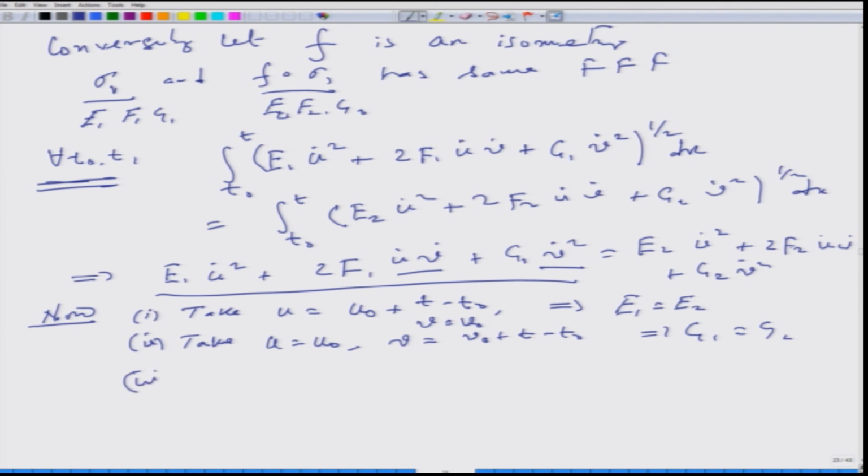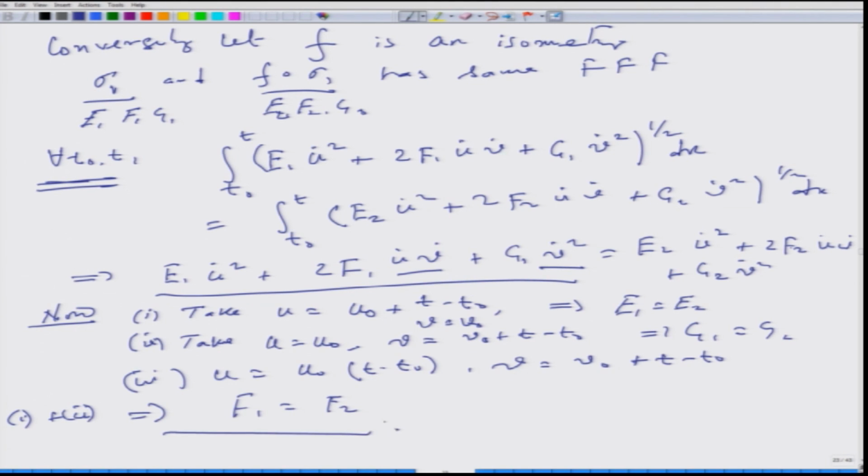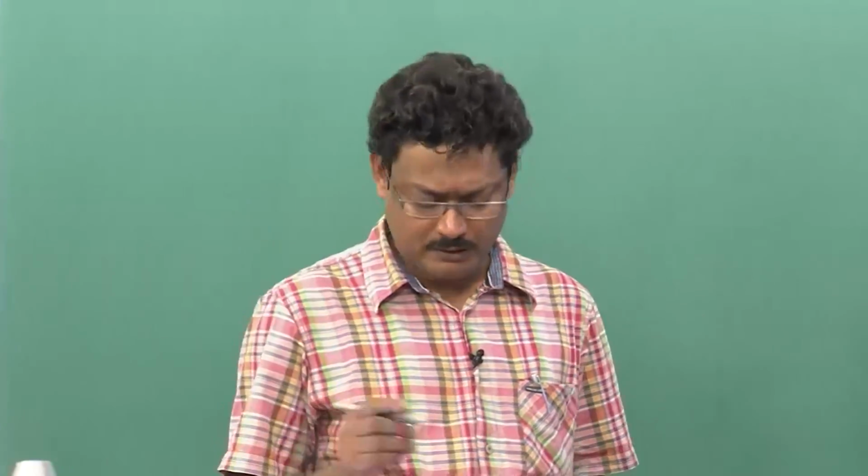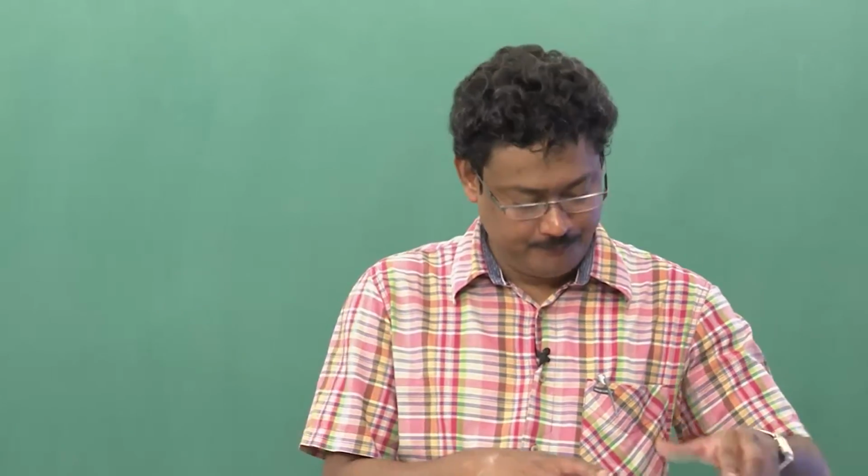Now, put them back. Consider the curve u equal to u naught plus t minus t naught and v equal to v naught plus t minus t naught. Since this implies 1 plus 2, along with 3 it will give you F1 equal to F2. Okay, so this is more or less a sketch of the proof. This proof is available in any book, in particular the references I have given you, you can check that. That is it for today. Next time we will see another kind of map, conformal maps.